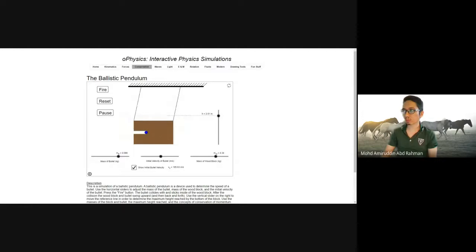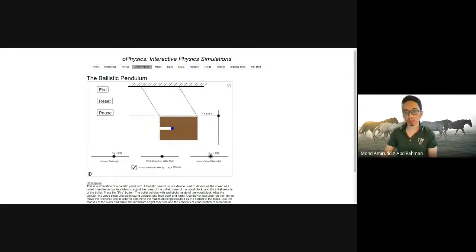Then number 8, you need to repeat the experiment by using two sets of different values, meaning that you need to change the horizontal sliders over here. Then fill the table in number 9 and record your observation. You have questions that you need to answer in number 10, 11, 12, 13, for your lab report.